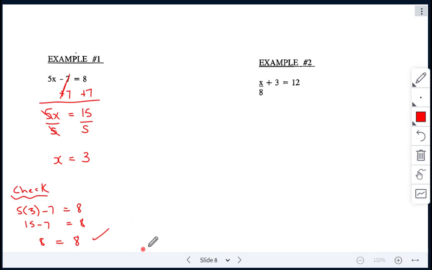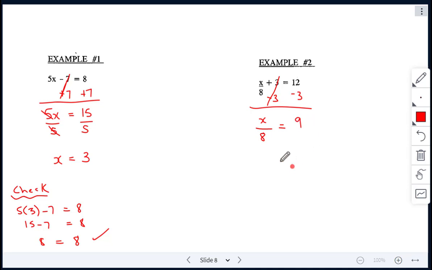Okay, let's try this one here. We have x over 8, or x divided by 8, plus 3 is equal to 12. So again, we have to do addition or subtraction first. So it's a positive 3, or a plus 3. So the opposite of that is to subtract 3. So subtract 3 from both sides. We have x over 8 is equal to 12 minus 3, because this is gone here. 12 minus 3 is 9.